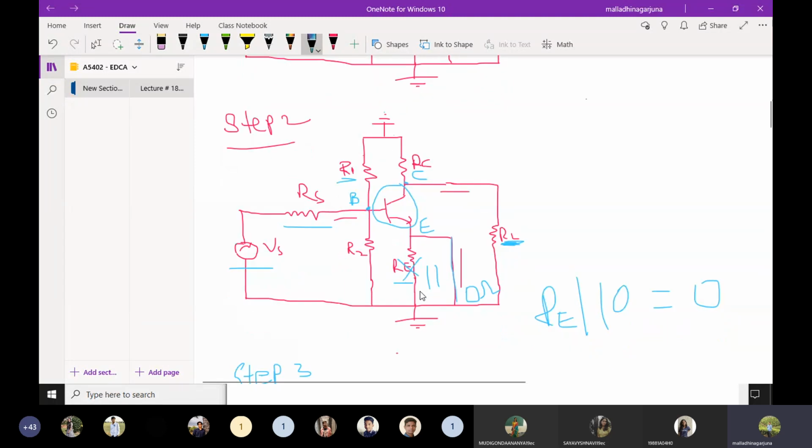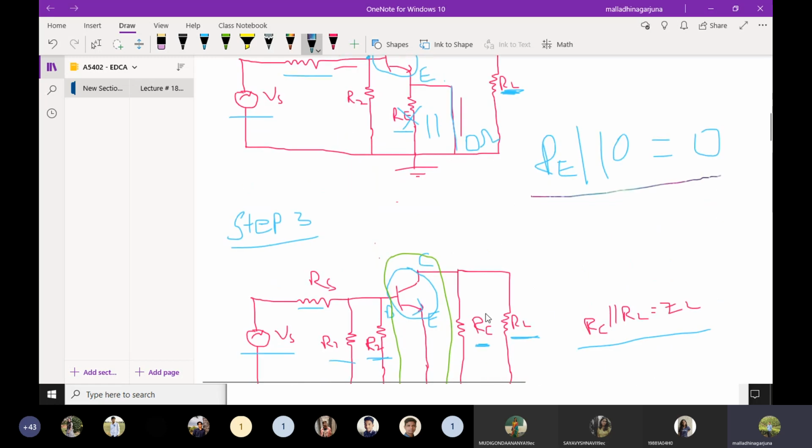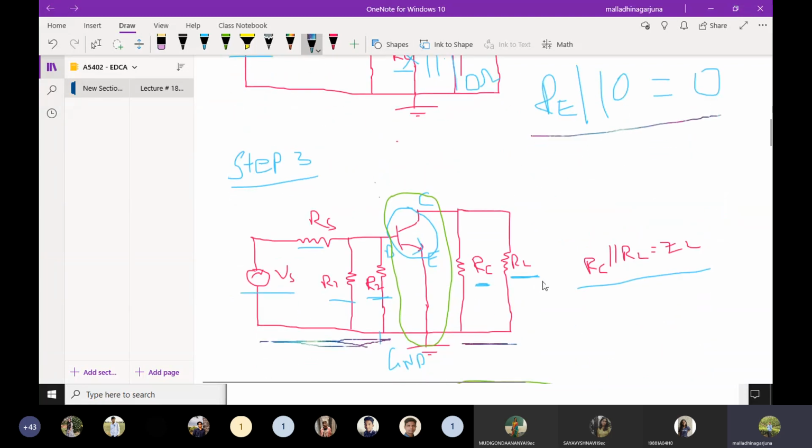RE is in parallel with 0 ohms, so that obviously becomes 0, so the emitter is directly connected to the ground. R1 will come in parallel with R2, and RC will come in parallel with RL. And then replace all the active devices by their H parameter model. What are the active devices? The transistor is the active device.